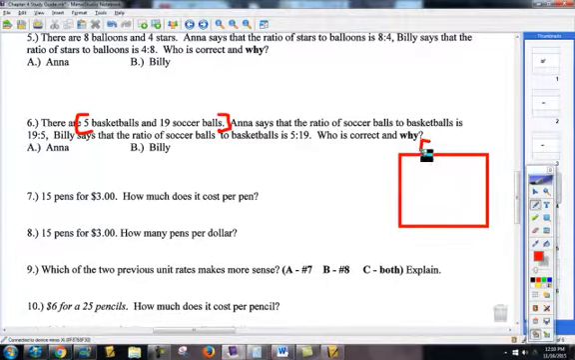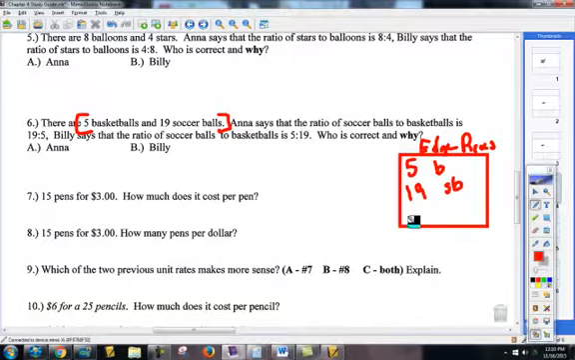I call these edge pieces, and these are just like where we put our fake information, like from our fake ratio. So everybody should be doing these as well. We're on number 6. Guys, we're on number 6. Okay? So, what does that mean? Well, that means that I have 5 basketballs. That means I have 19 soccer balls.